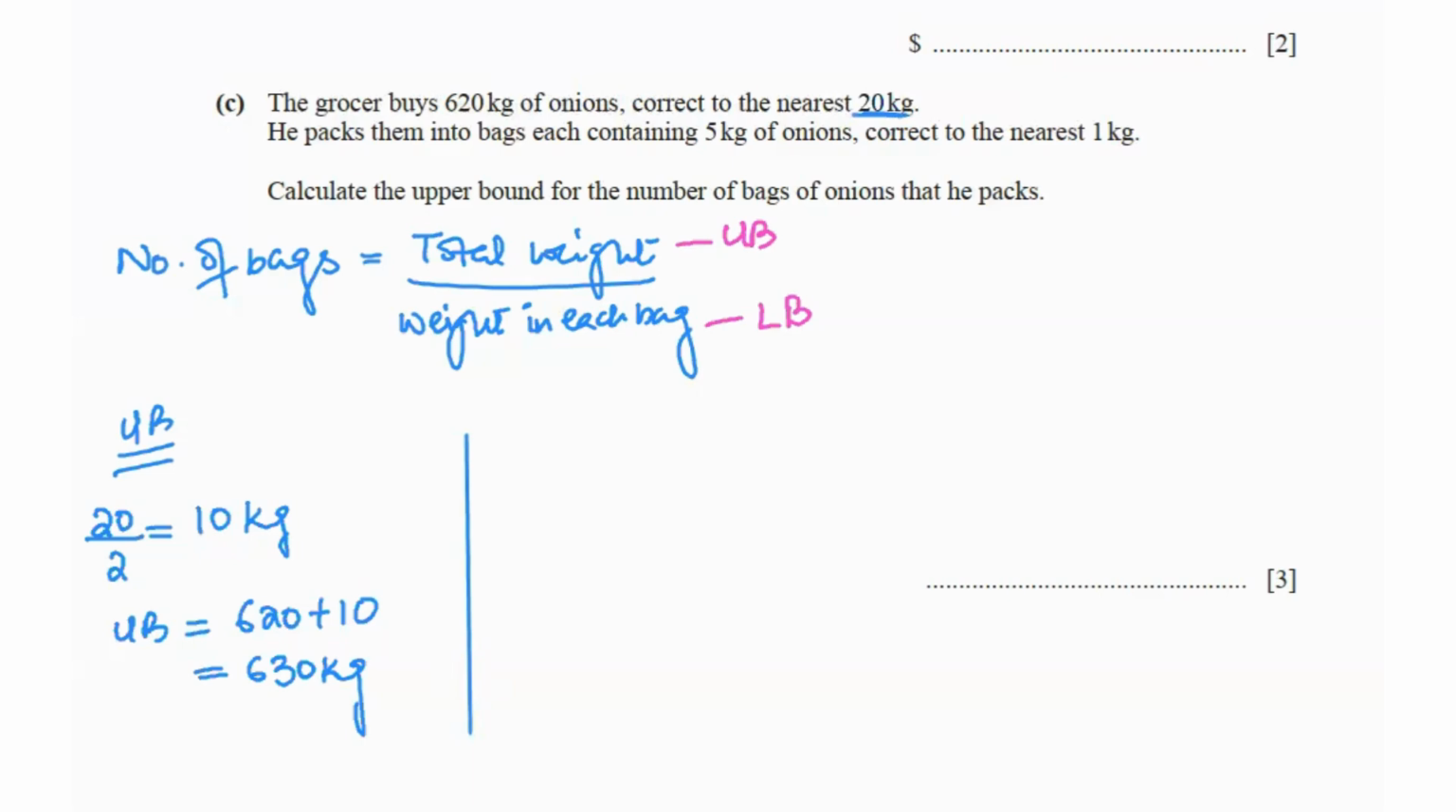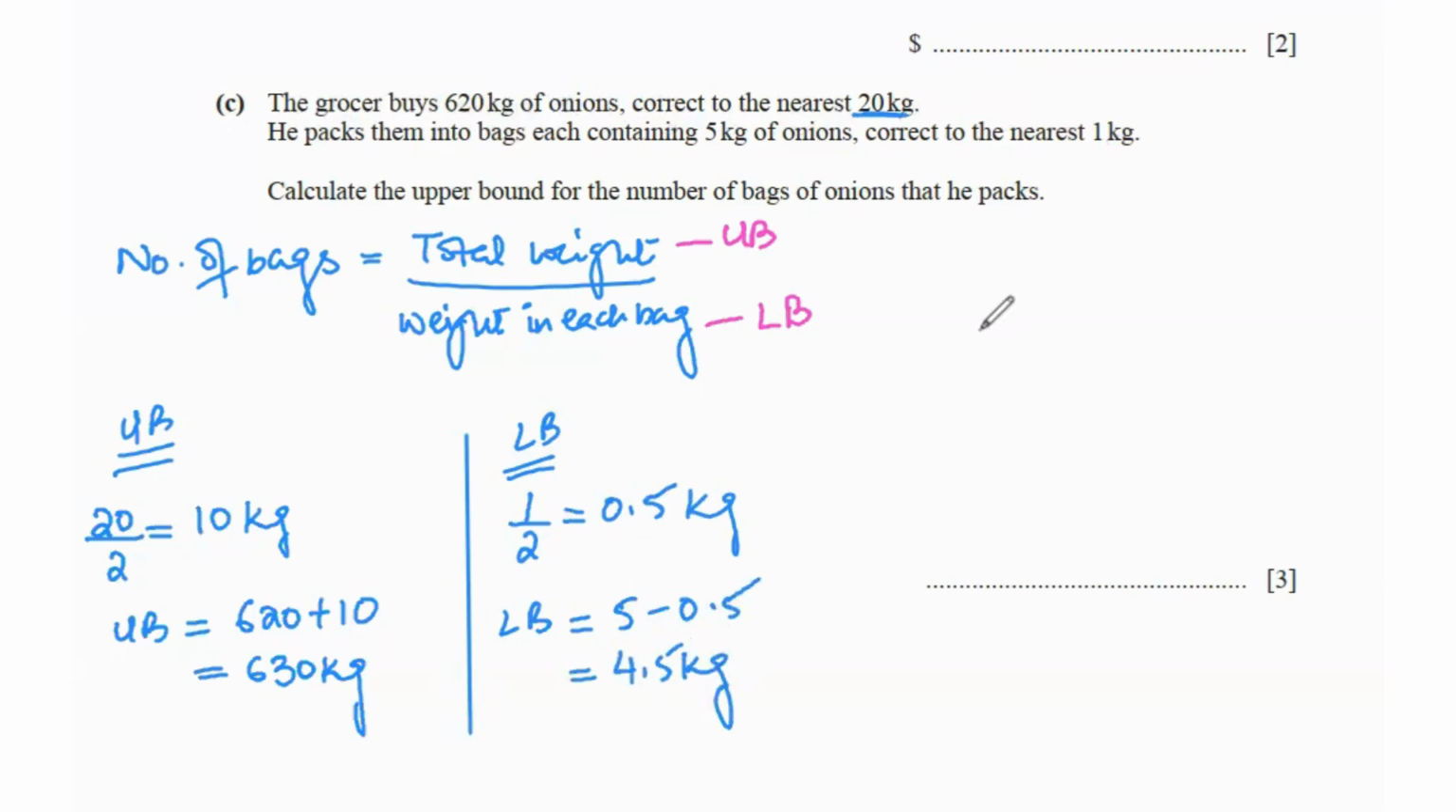Now focusing on the lower bound. Degree of accuracy in that case is 1 kg. So 1 divided by 2 is 0.5 kg. So the lower bound for the weight of each bag would be 5 minus 0.5, which is 4.5 kg. So now for the number of bags, we divide the two quantities. 630 divided by 4.5, and that gives us 140 bags.